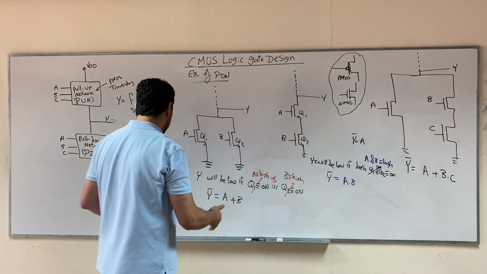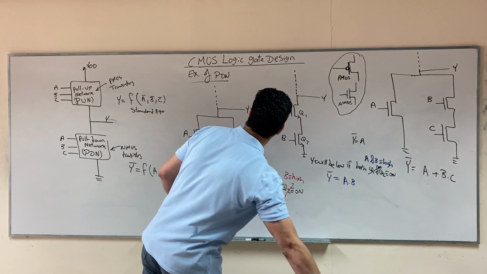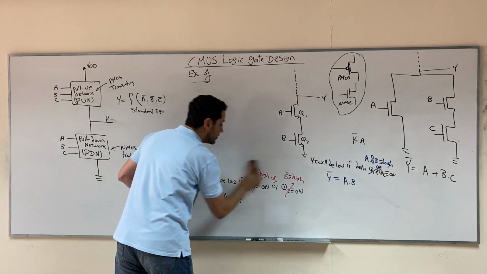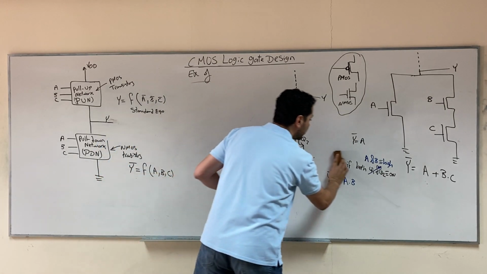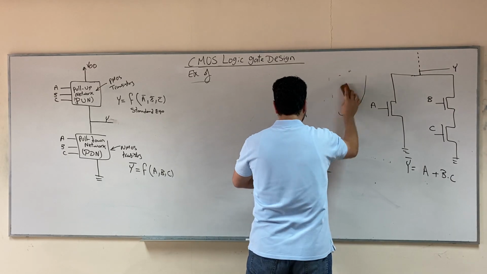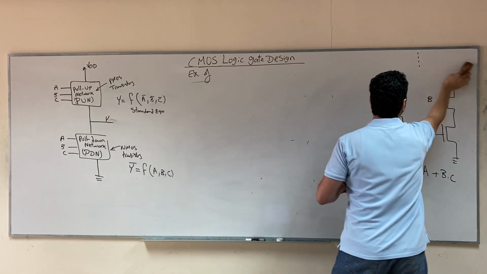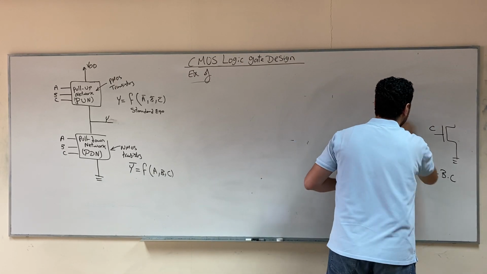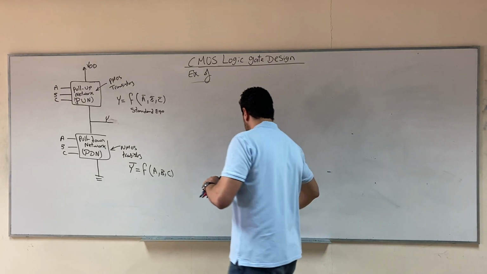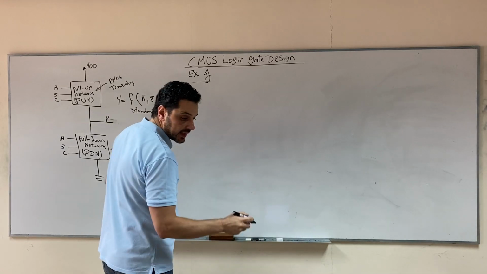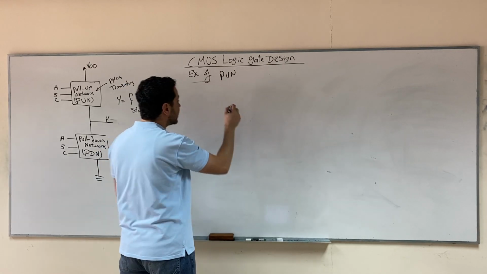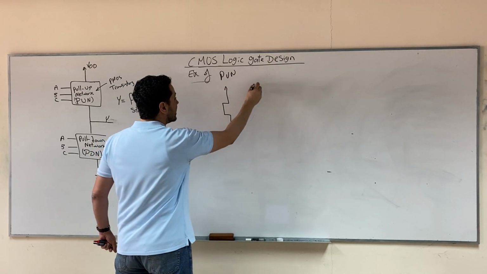Let's take some similar examples on the pull-up network. So let me remove these and take some examples on the pull-up network. Again, we said that the pull-up network will be all PMOS transistors, right? Let's take the first example, an example that looks like this.